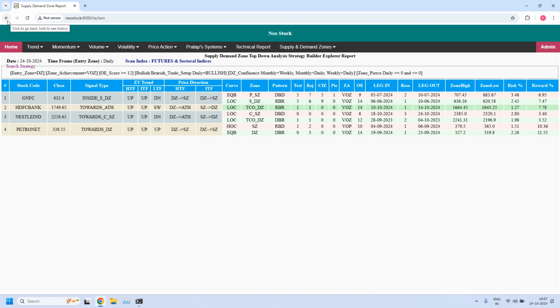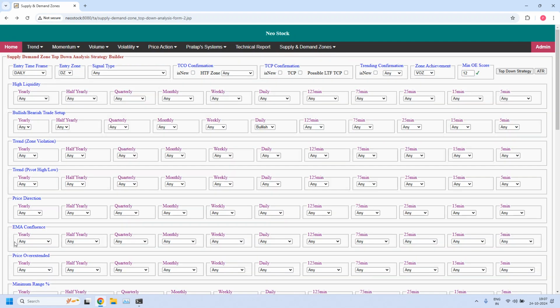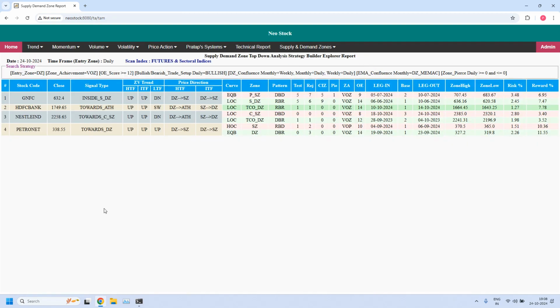Let's verify. In the EMA confluence at monthly time frame, the monthly demand zone with monthly EMA confluence filter is enabled. All the 4 stocks are having monthly EMA confluence. So all these 4 stocks are also high probability setup stocks. Earlier we identified ITF confluence based, and now HTF confluence based. So these are the high probability setup supported stocks.